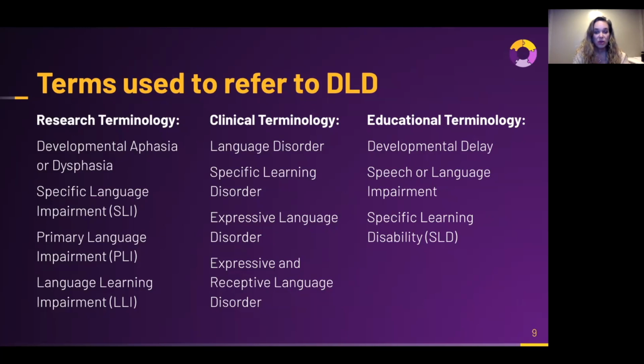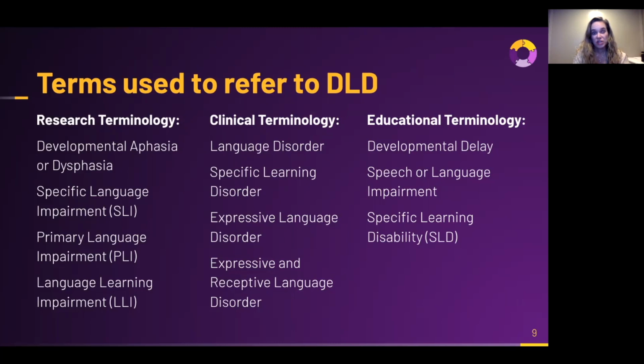For example, a clinical psychologist may diagnose a child with DLD with language disorder. An insurance company might identify individuals with DLD as having expressive language disorder or expressive and receptive language disorder, while an educational team may use the term speech or language impairment.